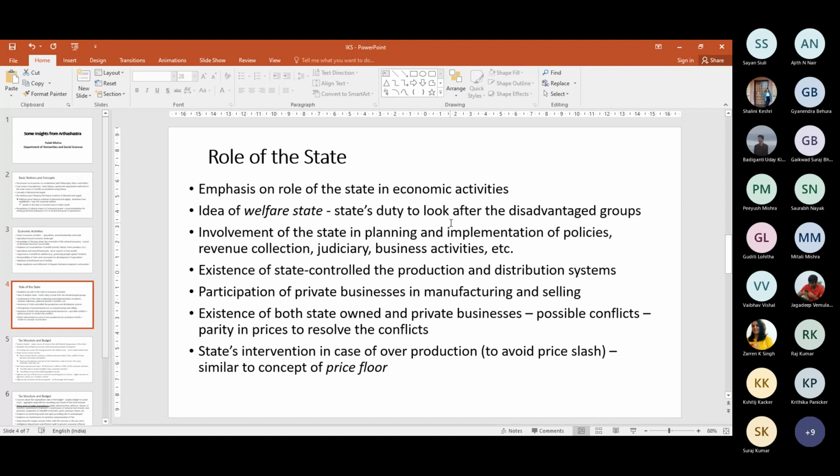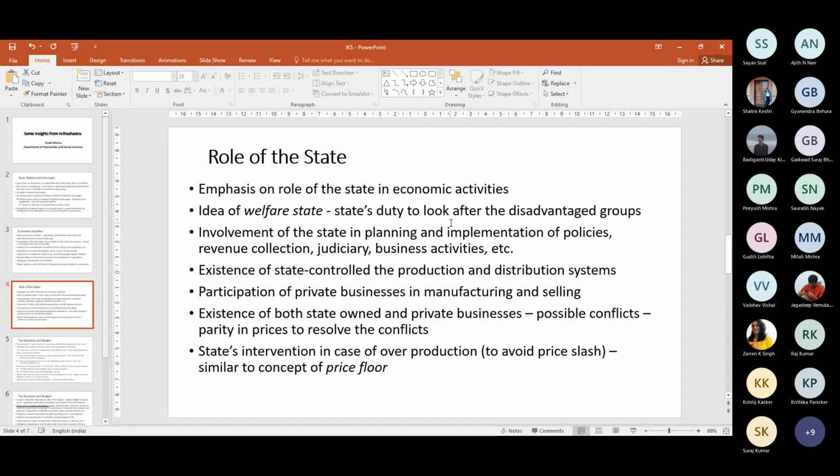And in today's discussion on public finance, it is said that government would have definitely important role in resource allocation, in distribution of goods and services, in controlling or bringing in macroeconomic stability. But at the same time, government's role is very, very important in technology development, development of infrastructure, development of market, information dissemination, etc.